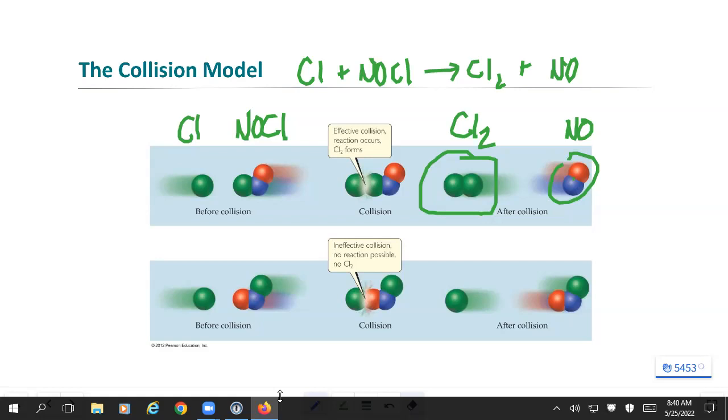And we need to have all three: energy, orientation, with the collision. Collision on its own, not good enough. Collision with orientation, not good enough if there's not enough energy. Collision with energy, not good enough if the orientation is poor. We've got to have all three. That's what's going to make the chemical reaction go.